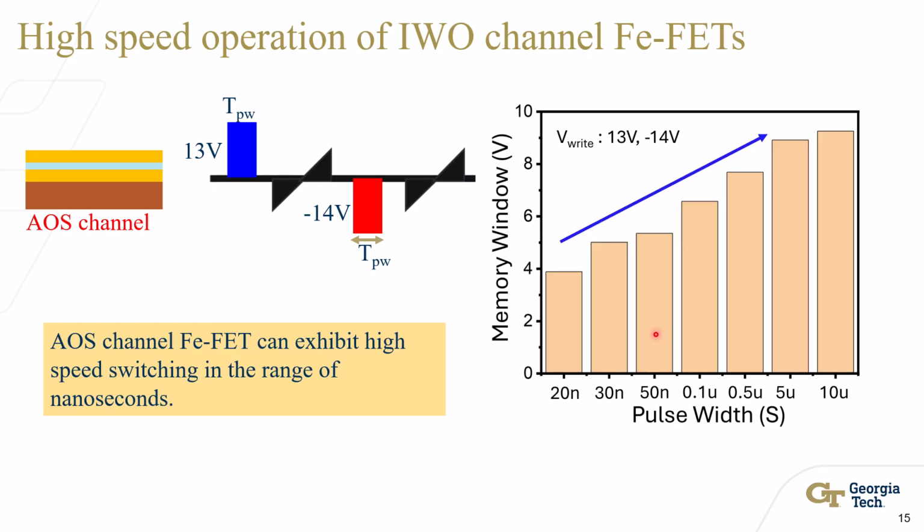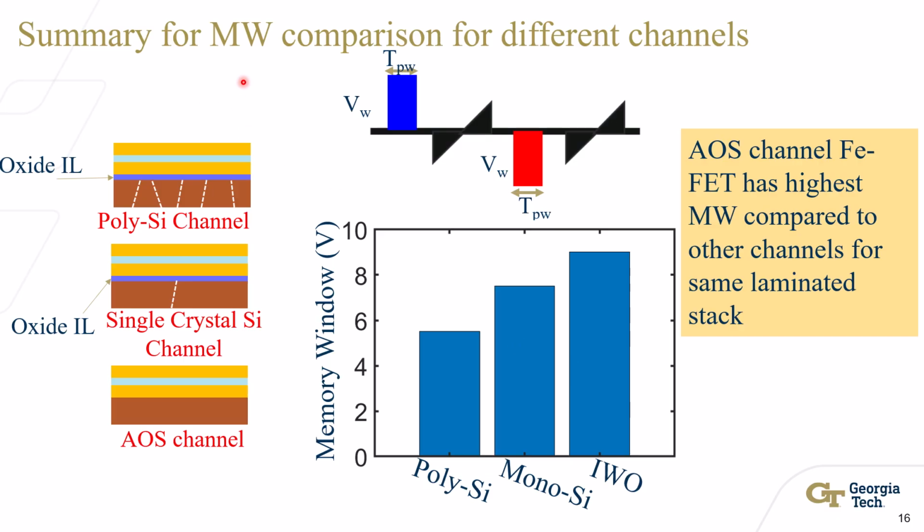We can see here that as we increase the pulse width, the memory window is also increasing, which is because we are giving more time for the ferroelectric to switch. From this we can see that AOS channel FEFET can exhibit a high switching speed, in the range of nanoseconds. Thus, AOS channel devices have a higher speed of operation compared to the current polysilicon channel devices. So the summary of memory window comparison for different channels is shown here.